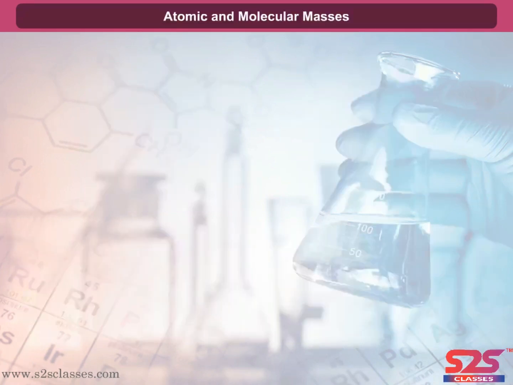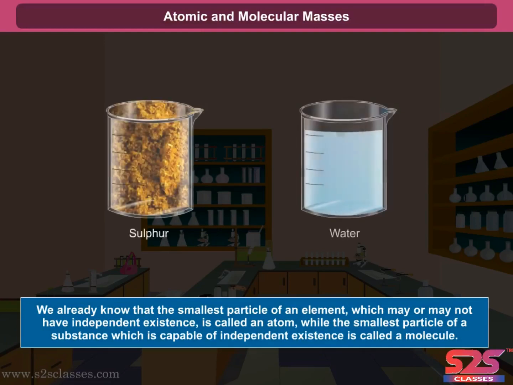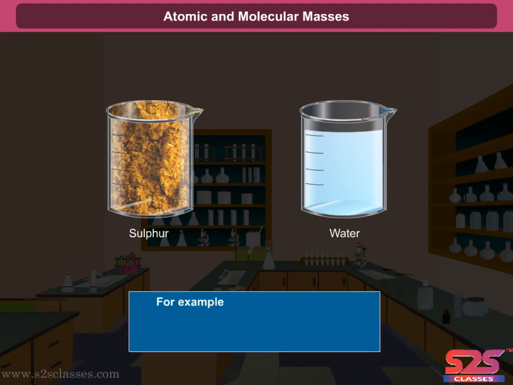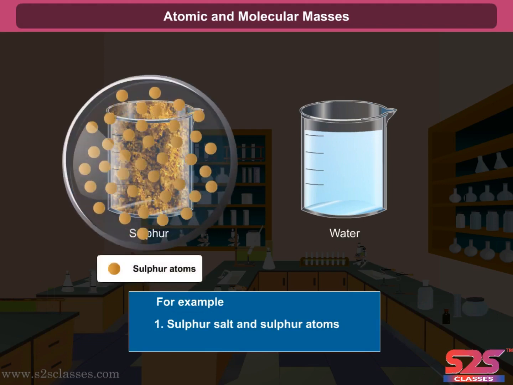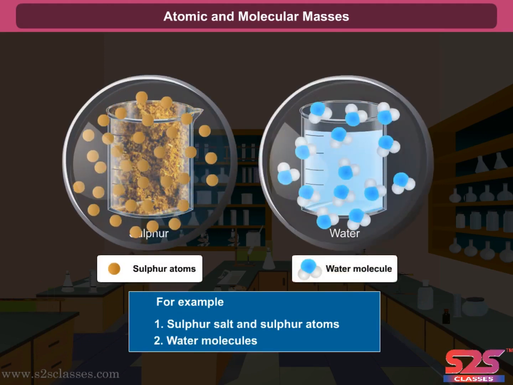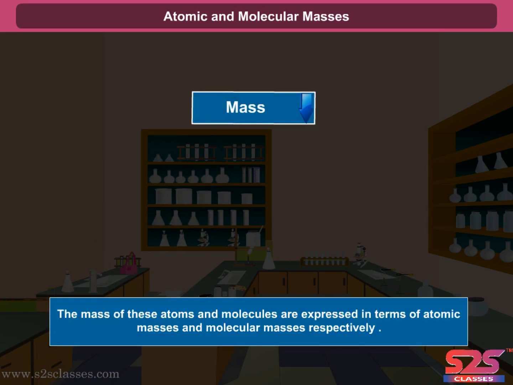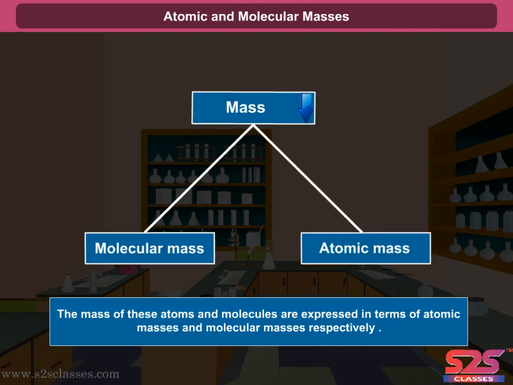Atomic and molecular masses. We already know that the smallest particle of an element, which may or may not have independent existence, is called an atom, while the smallest particle of a substance which is capable of independent existence is called a molecule. For example, sulfur atoms, water molecules. The mass of these atoms and molecules are expressed in terms of atomic masses and molecular masses, respectively.